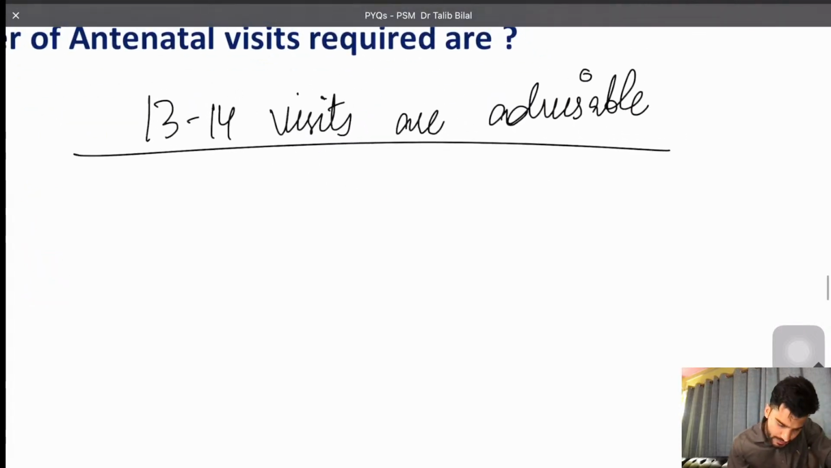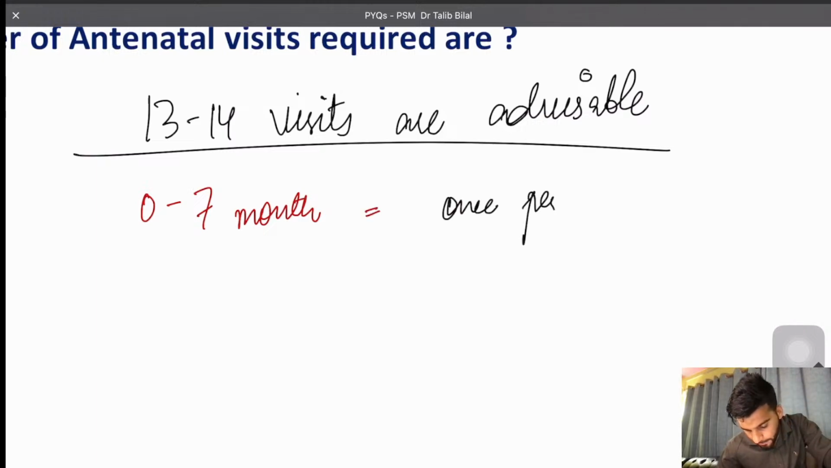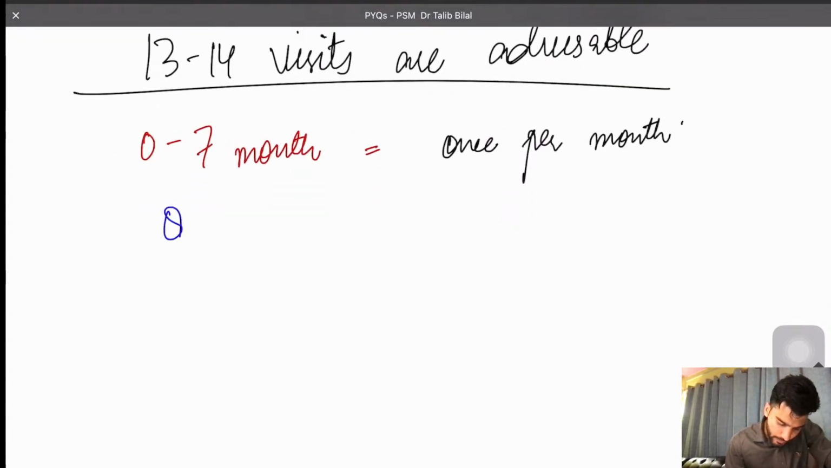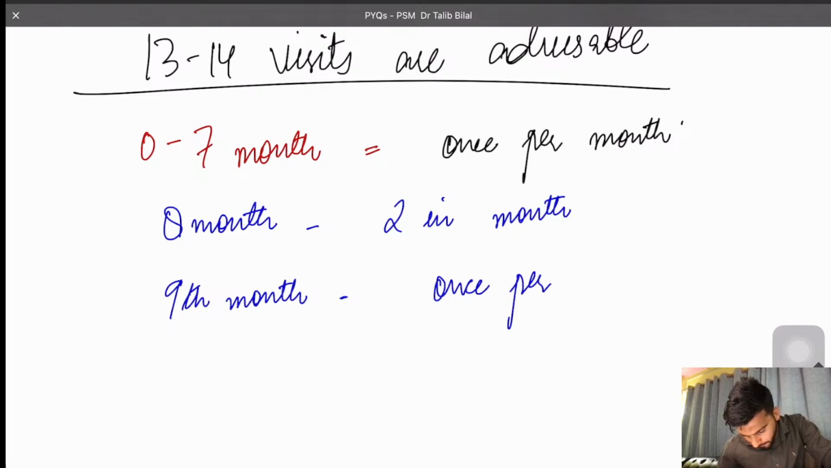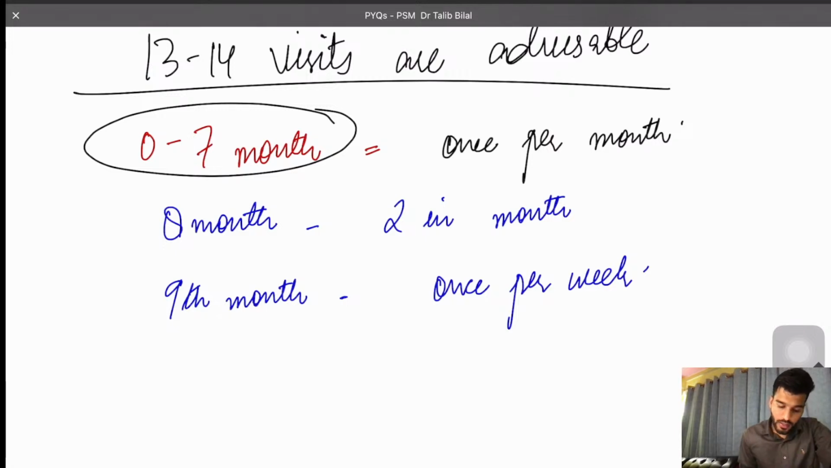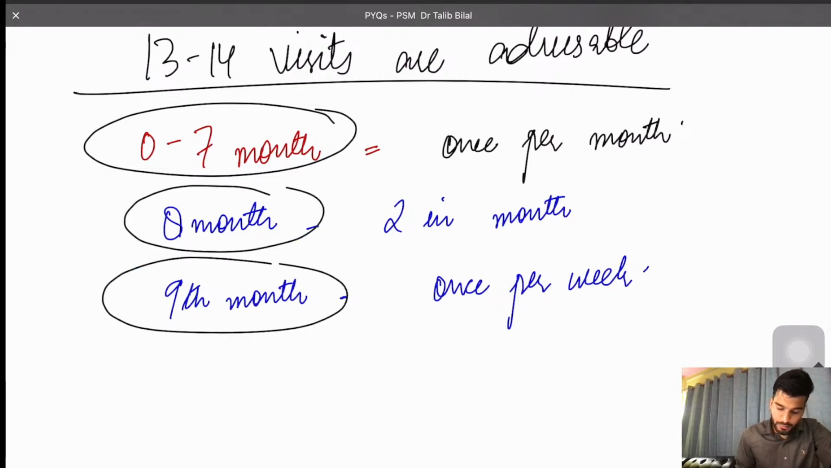Now if we talk about the first 7 months, how many visits? Once per month. Second, in the 8th month, 2 in a month. And in the 9th month, once per week. So remember, 0 to 7 months, once per month. In the 8th month, twice. In the 9th month, once per week.